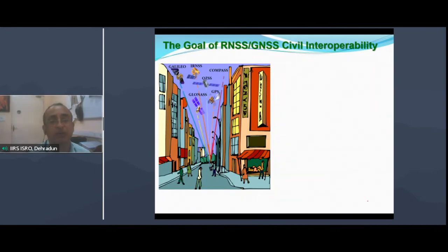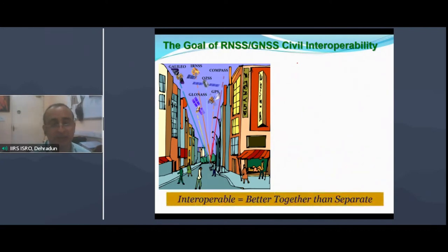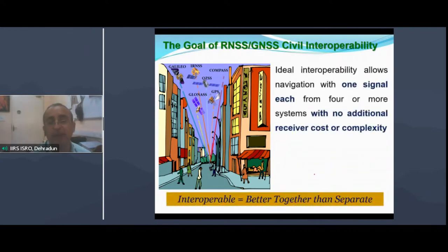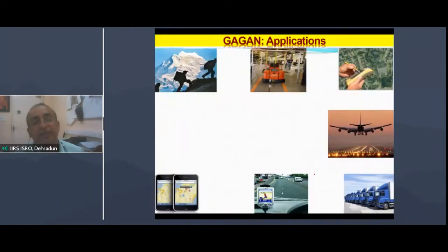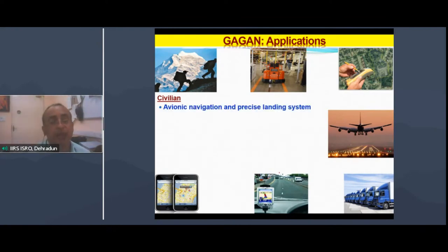If we are using the GNSS concept, we have interoperability, so we can use the data from different constellations and get much better accuracies. Accuracy from GNSS receivers is always better, because the geometry remains better when we use satellites from different constellations. We can have Gagan applications in civilian use, in avionic navigation and precise landing systems.